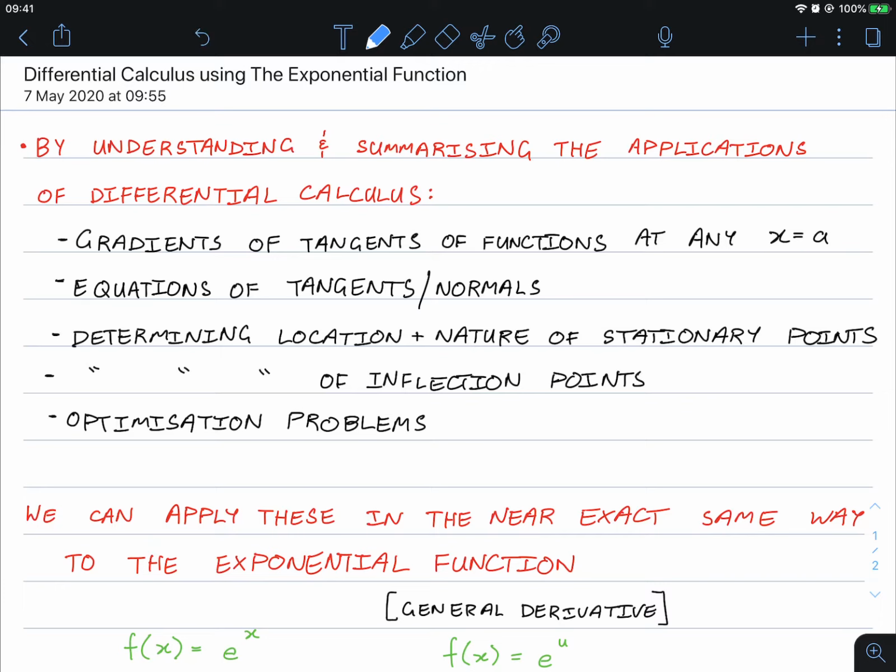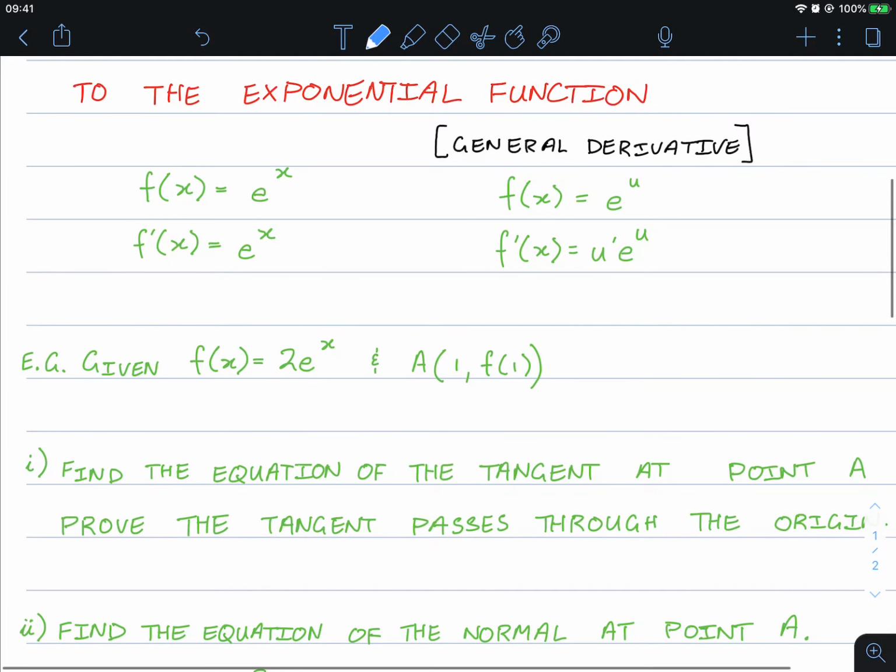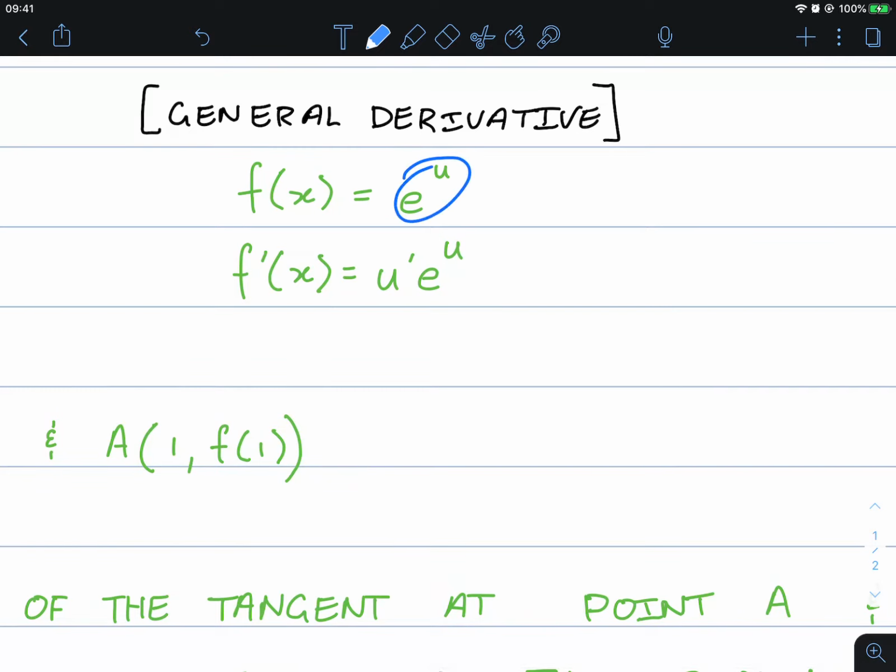We can find the equations of tangents and normals. We can determine the location and the nature of stationary points, and determine locations of inflection points, and sometimes also optimization problems. Just so we can remember, the derivative of e to the x is itself, and if e to the power of something is a function, so e to the power of 3x squared, the derivative of this is itself times the derivative of the power.